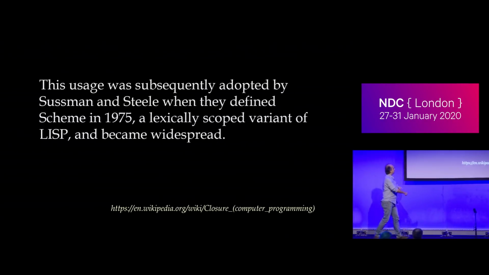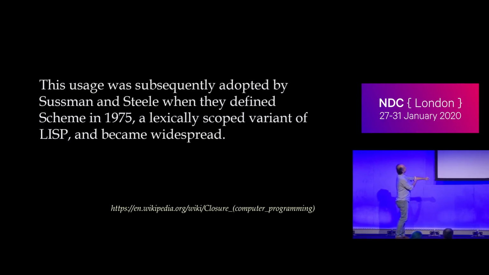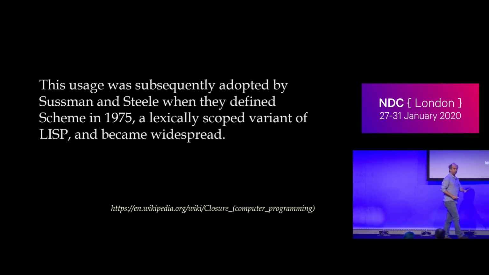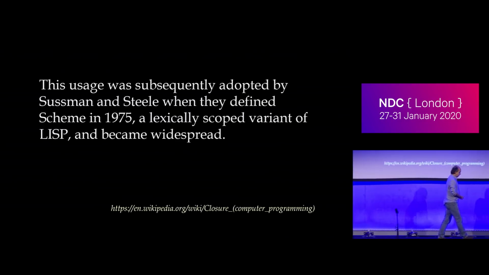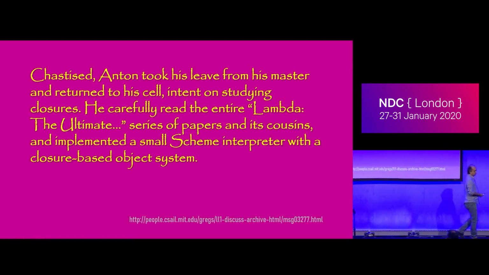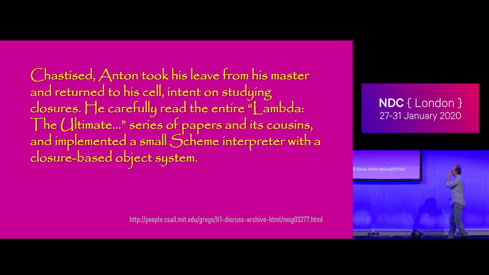Now, the bit of history that is more important and interesting, this usage was subsequently adopted by Gerald Sussman and Guy Steele when they defined Scheme in 1975, a lexically scoped variant of Lisp, and from that point on, it became widespread. That was the inception point for the popularity of the term. It started taking it out to other people. Now, that becomes interesting. Let us go back to Anton.